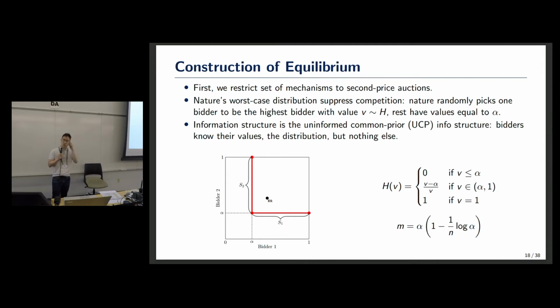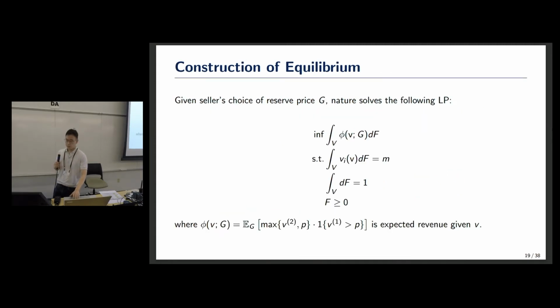So if you imagine we're at a saddle point, from the seller's perspective, the landscape is completely flat. But now we've only solved one part of the equilibrium. Now we have to find the reserve price G that actually makes this worst case distribution the worst case distribution. If the seller does something stupid, nature can actually do something much worse to punish them.